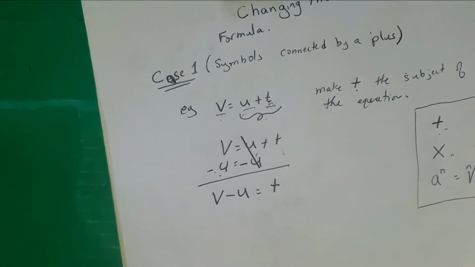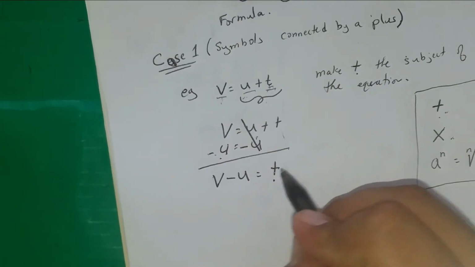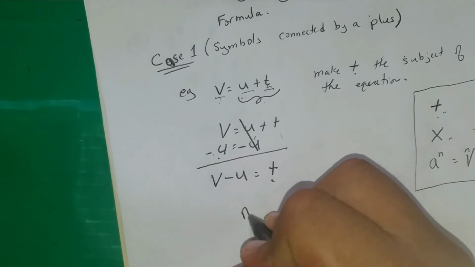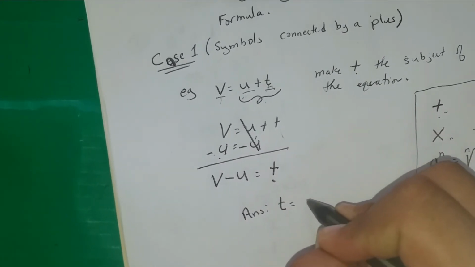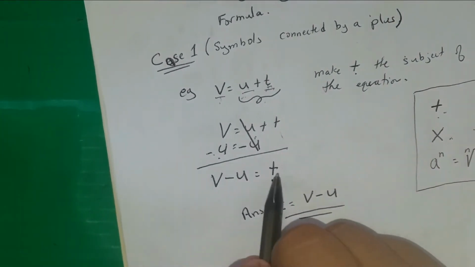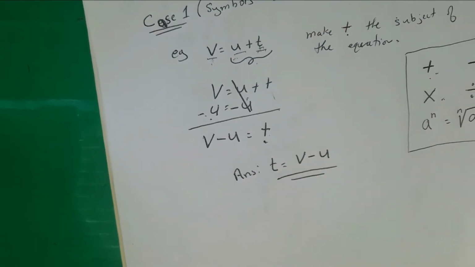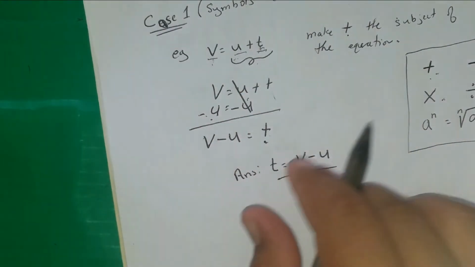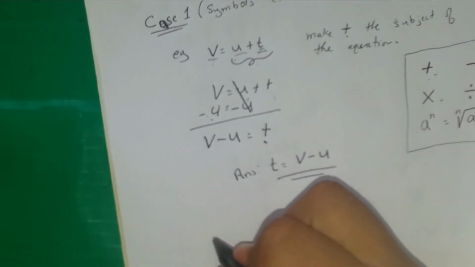Have I made t the subject of the equation? Have I left t by itself? Yes. So my answer is that t equals v minus u. I just switch it, so I have t at the front. That is changing the subject of the equation, and in this case it's a very simple one because it's just addition. Let's take a look at another one.